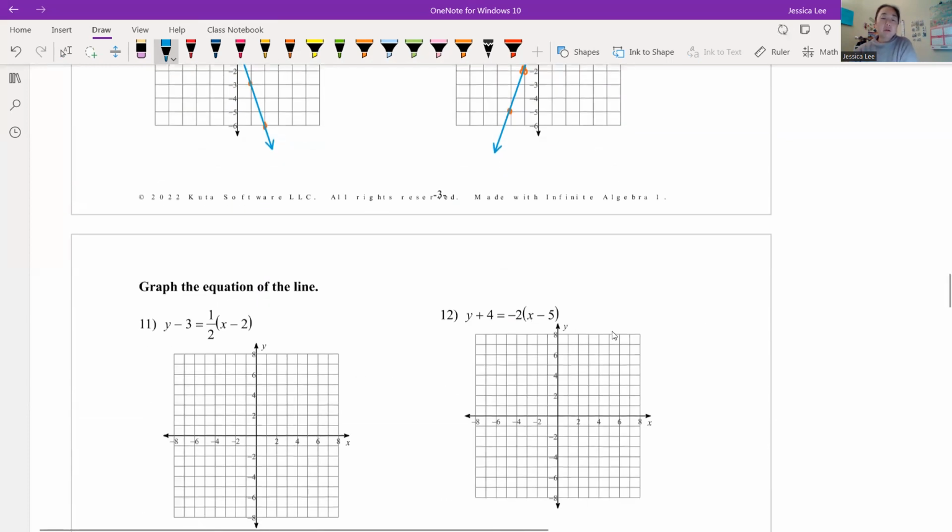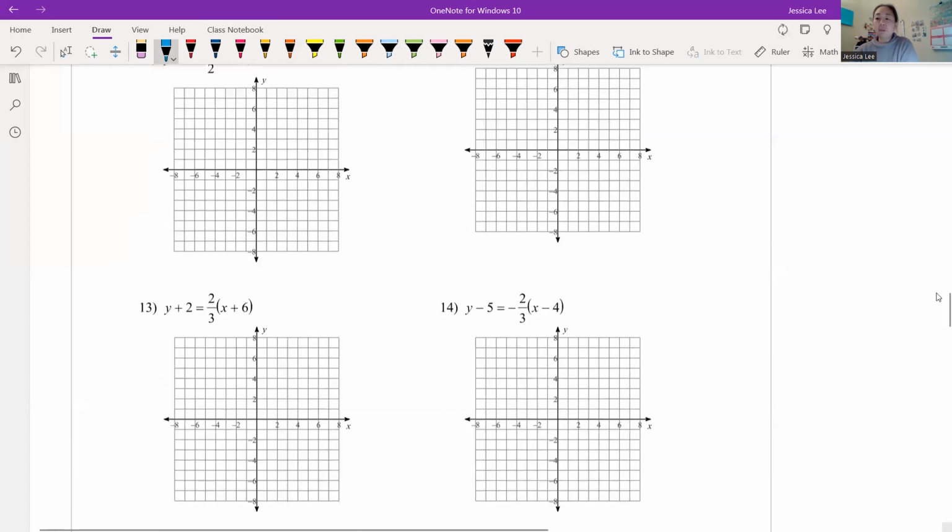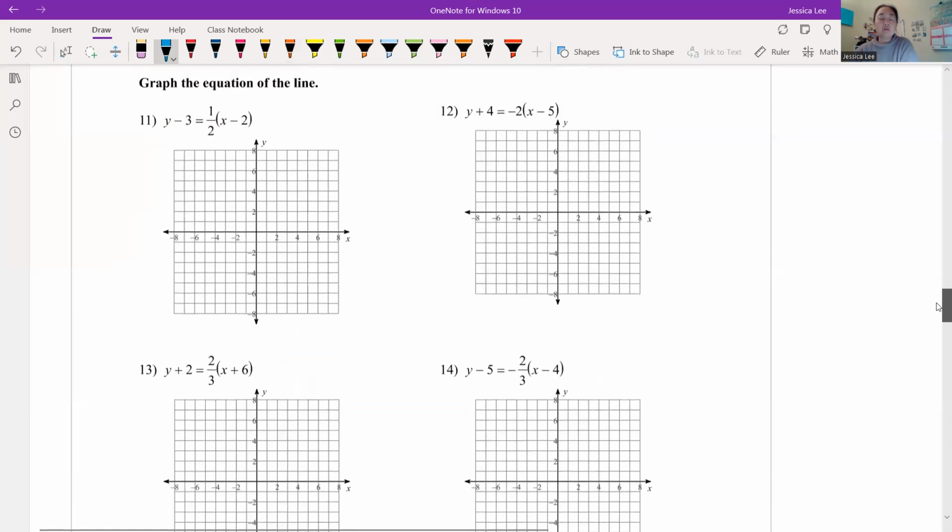All right. Now this one is going to be a little bit different. Notice that it's in a different form. This is point slope form. So again, our point slope form looks like this: y minus y1 equals m times x minus x1. The reason why it's point slope form is because it gives us two things: a point and a slope.